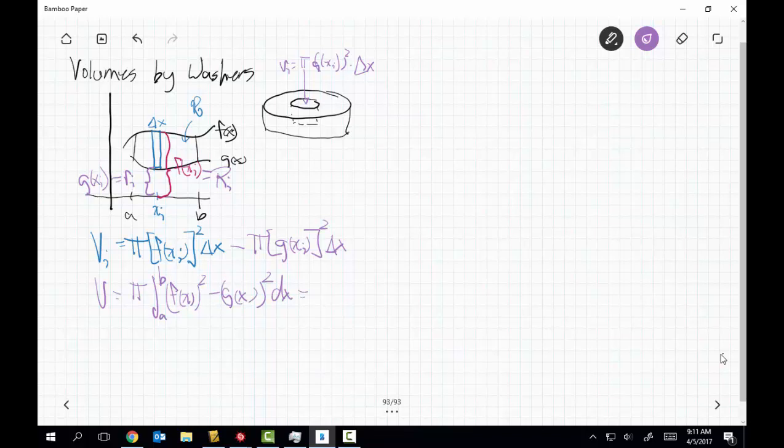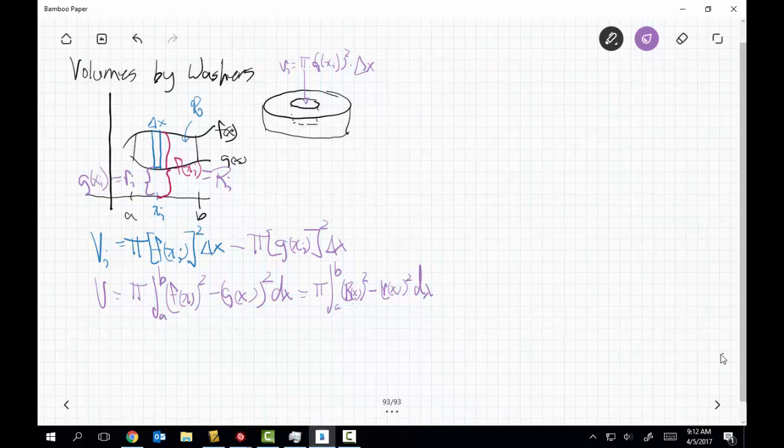Now, a way that you'll see this very often in textbooks is pi times the integral from a to b of, not f of x, but big R, like think of it as a big radius, big R of x squared minus little r of x squared. So if you see that notation, don't panic. It's not a big deal.